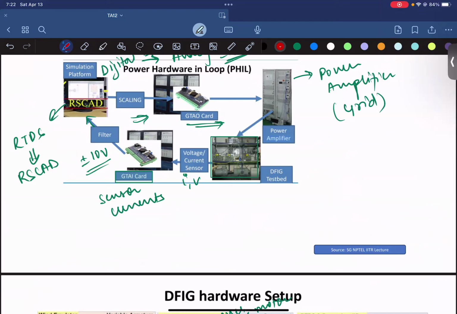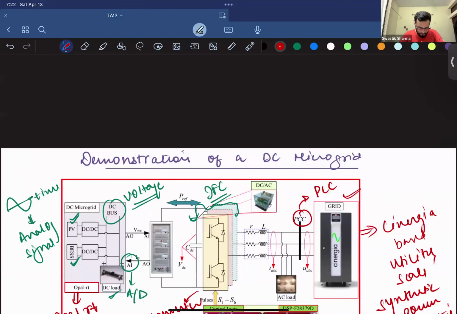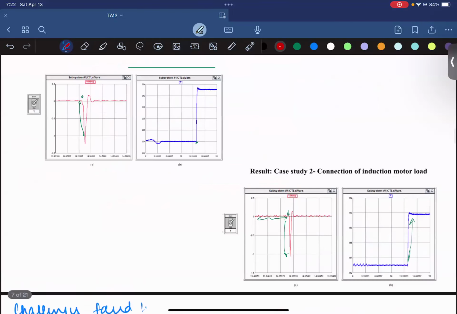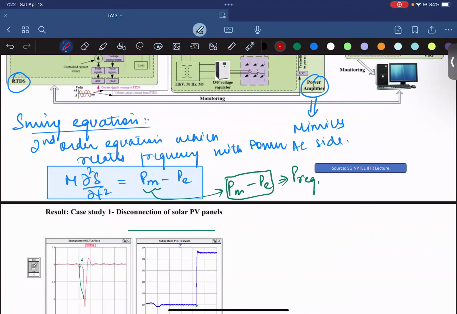In AC, according to the swing equation, we can say the relation between frequency and power demand. Like if P generation is greater than P demand, the frequency will increase. In DC, is there any reason why if P generation is greater than P load, over voltage will come?